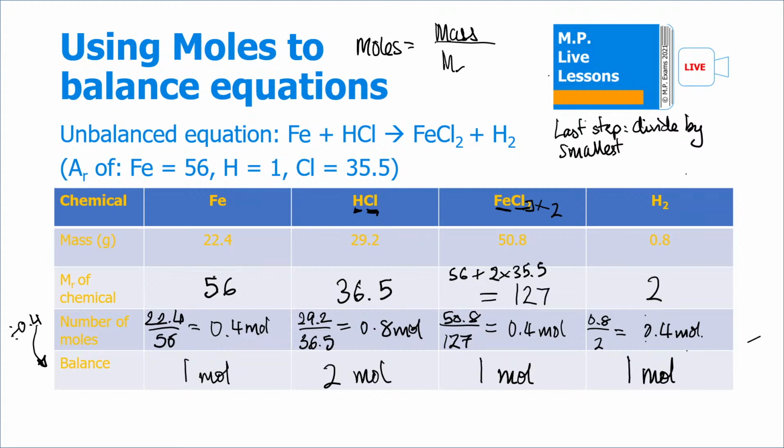So if we rewrite the equation with it balanced, we can see that we don't need to put a number if it's a 1. So for every mole of iron, we need 2 moles of hydrochloric acid. So we put the 2 in front of the HCl. This reacts to form just a mole of iron chloride. So if we leave it as it is, and just 1 mole of hydrogen, so just H2 on its own.